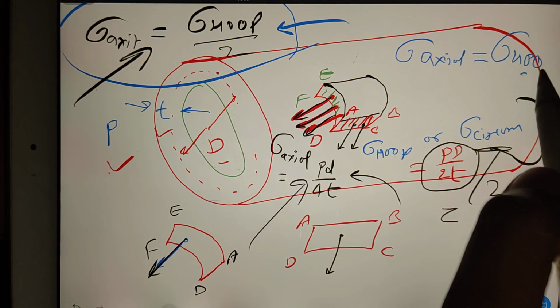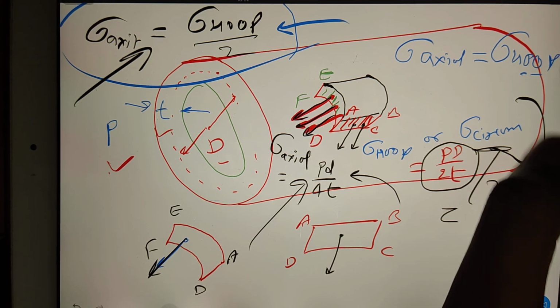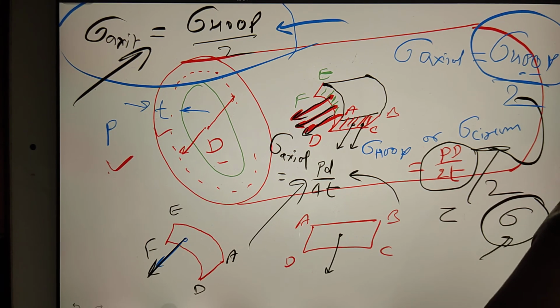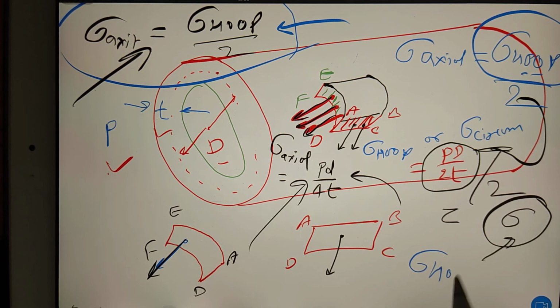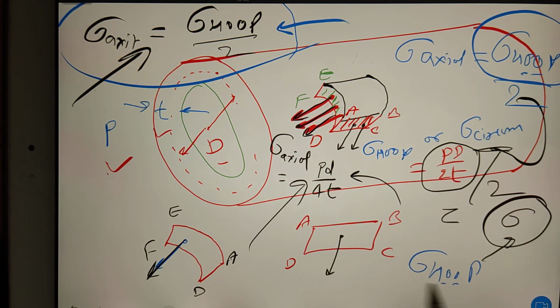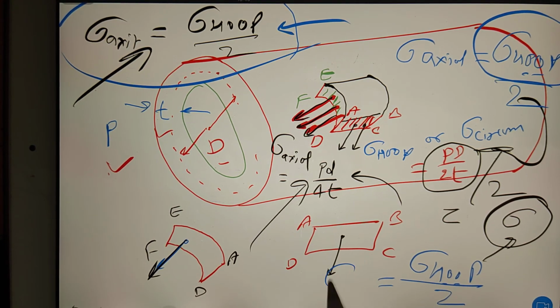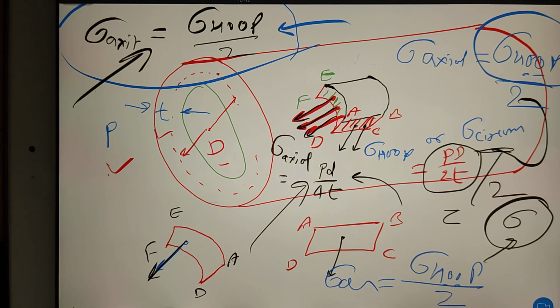In hoop, you are writing OO 2 times. It means hoop stress you divide by 2. This is the trick. Sigma hoop. So OO coming 2 times. It means sigma hoop you divide by 2. Then you will be getting sigma axial. And one thing is clear.